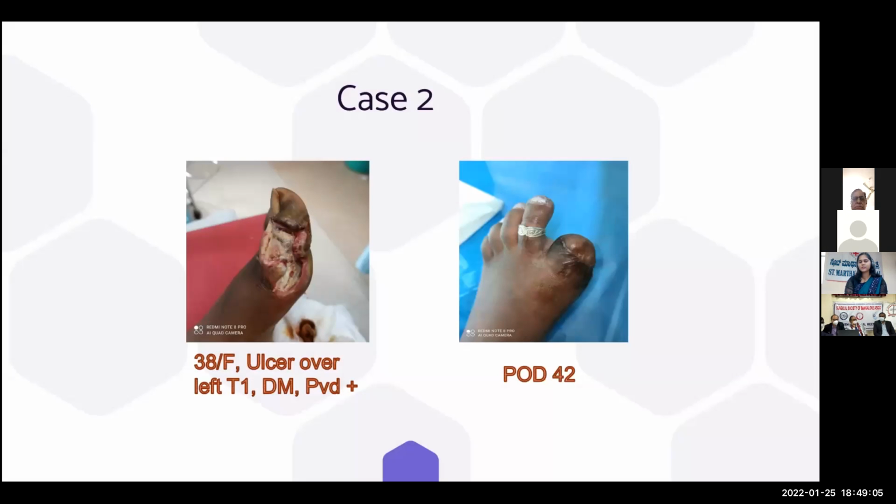So this is a female patient who had an ulcer over the left T1. She is already a known diabetic patient and has a history of peripheral vascular disease. In the same way as case 1, for this patient also the distal phalanx was removed, and the remaining viable tissue was created as a flap, and the defect was covered using a plantar based flap. This is a picture of the patient on post-operative day 42.